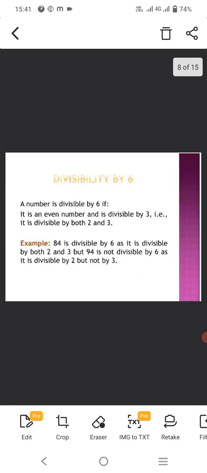Next, divisibility by 6. If a number is divisible by both 2 and 3, then the number is divisible by 6. For example, 84. 84 is an even number, so this number is divisible by 2. 84 is also divisible by 3. So this number is divisible by 2 and 3. So 84 is divisible by 6.